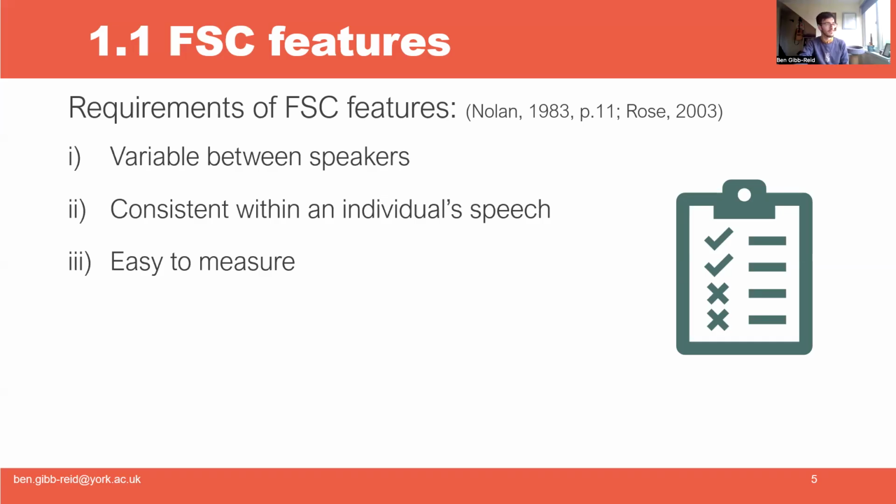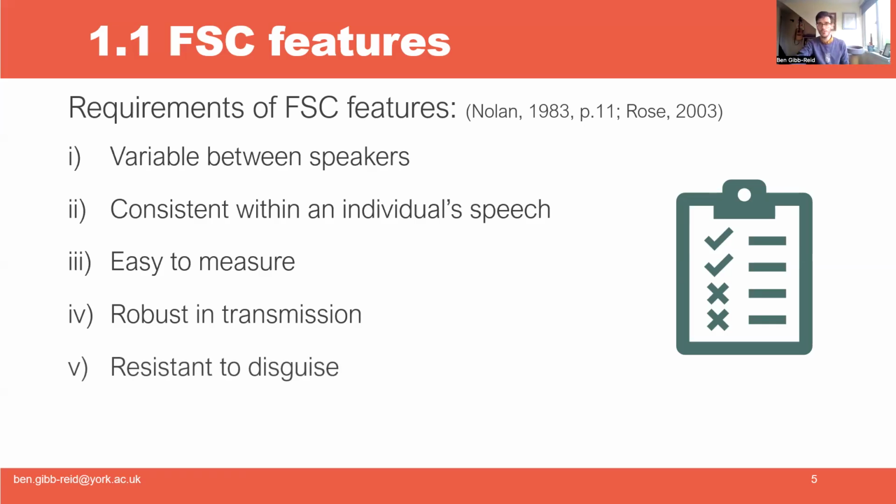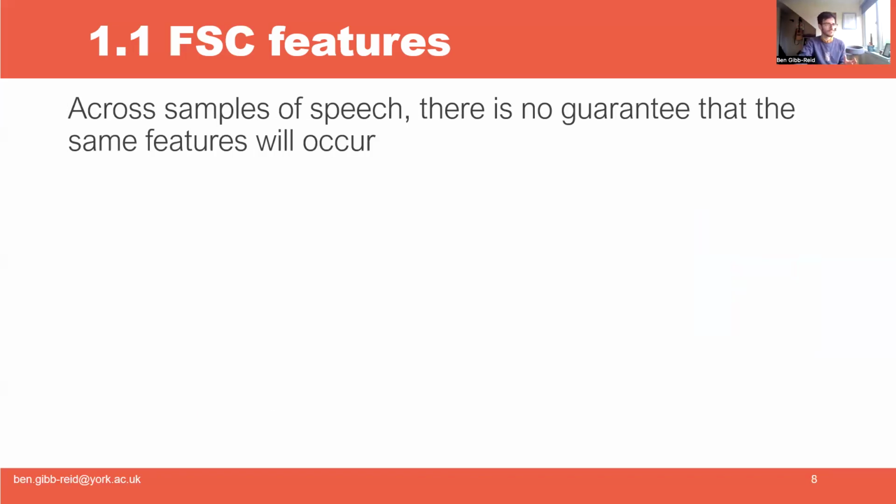So these things need to be explainable, but also they need to be easy to measure so you can explain your methods. They must be robust in transmission. Often there's a difference between a phone recording in the distributed sample and a police interview, resistant to disguise, and frequent in speech. And the starting point of my research was thinking about what things are frequent in speech. This is one of the major aspects that literature suggests are crucial for forensic speaker comparison. So why don't we look at this, rather than looking at things that tick the other boxes, actually what is frequent?